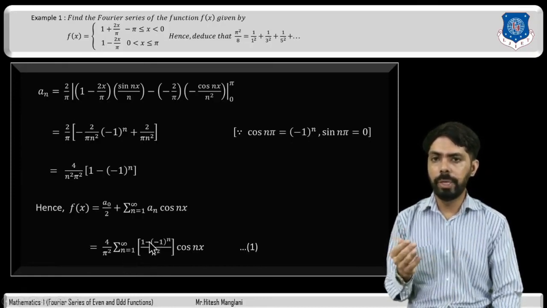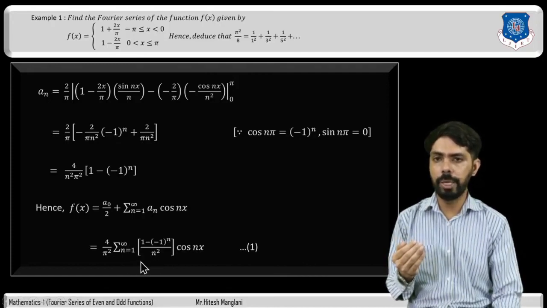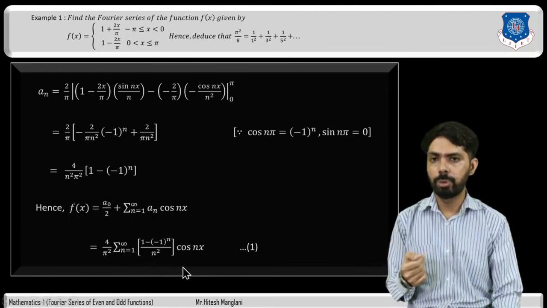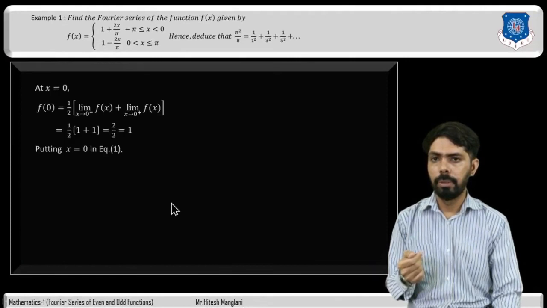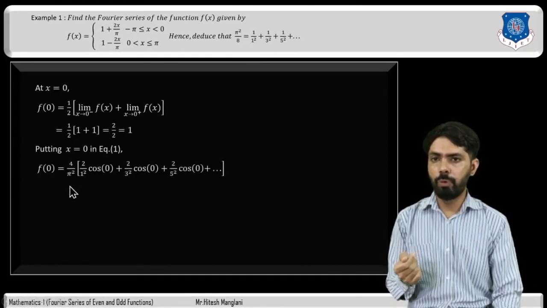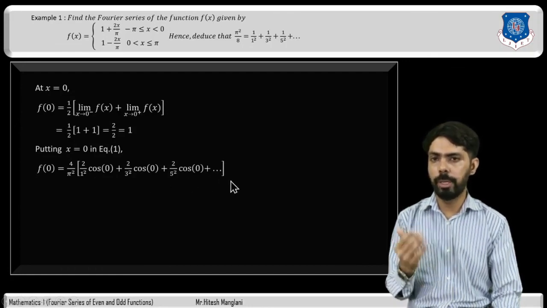So for n = 1, it will be 2/1². For n = 2, it will be 0. For n = 3, it will be 2/3². For n = 4, it will be 0. For n = 5, it will be 2/5². So f(0) is equal to 4/pi² in bracket 2/1² into cos 0 + 2/3² into cos 0 + 2/5² into cos 0 + so on. Now we have already found the value of f(0).